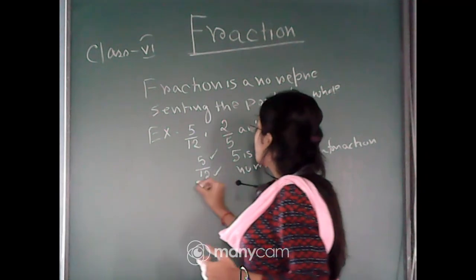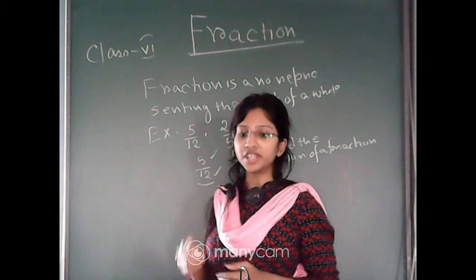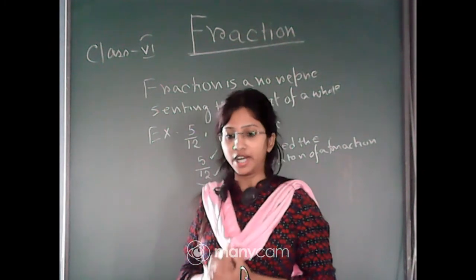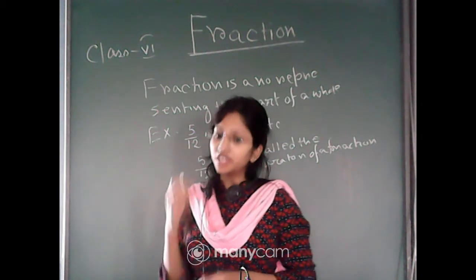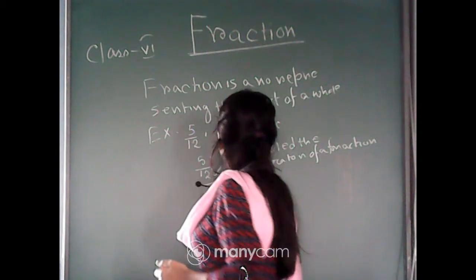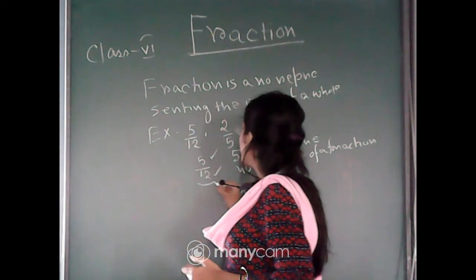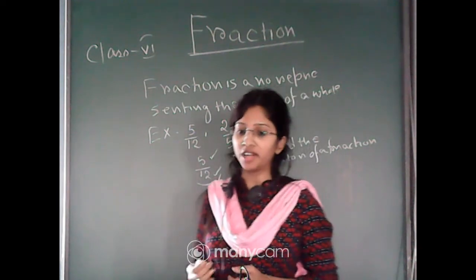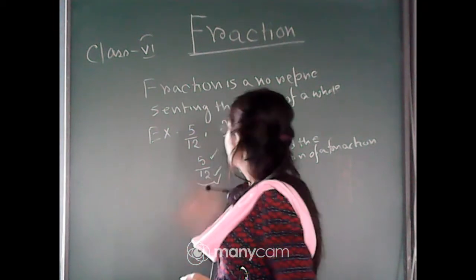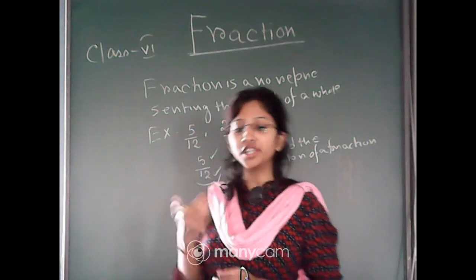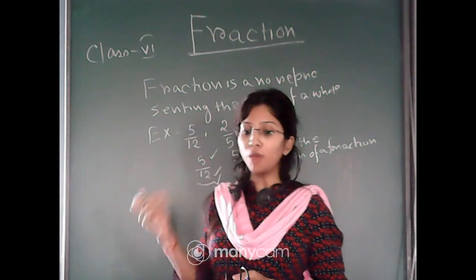Here 12 is the number of equal parts into which the whole has been divided, and 5 is the number of equal parts which have been taken out from 12.